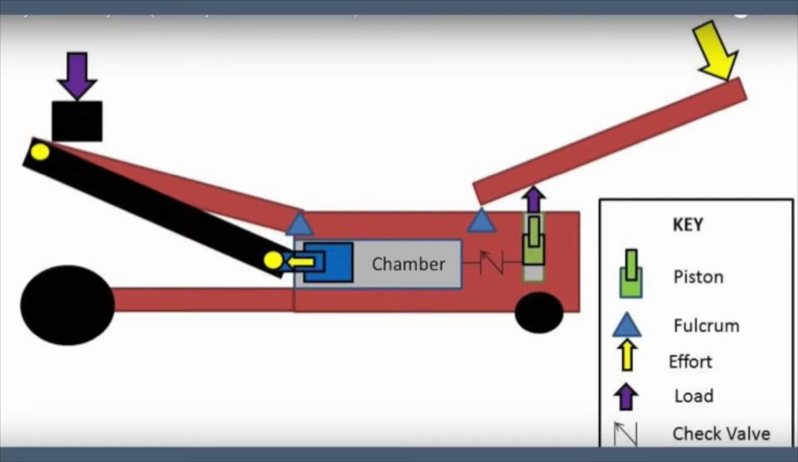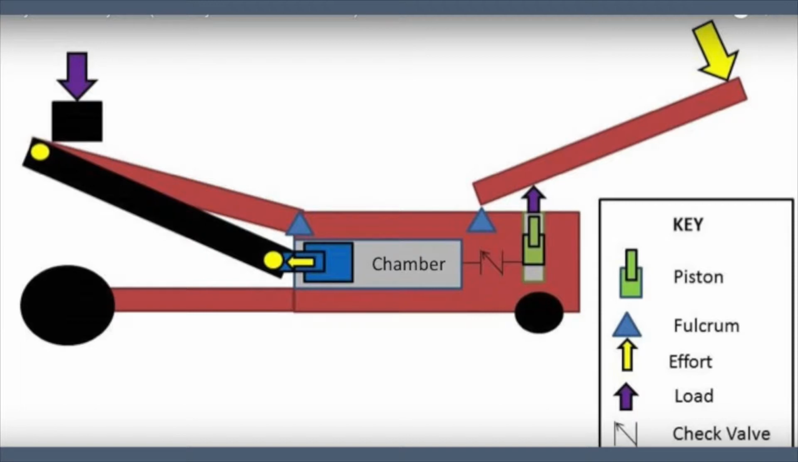Now let's apply this to the actual hydraulic car jack. Let's focus on the lever system on the right first, the part where the person applies a force on the arm. The green piston in the diagram is filled with fluid. When the effort is exerted downward on the arm, the piston, although much harder to move, is pushed down as well with the mechanical advantage.